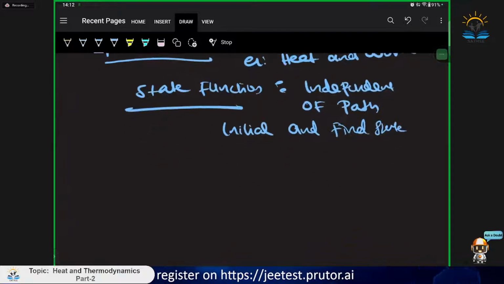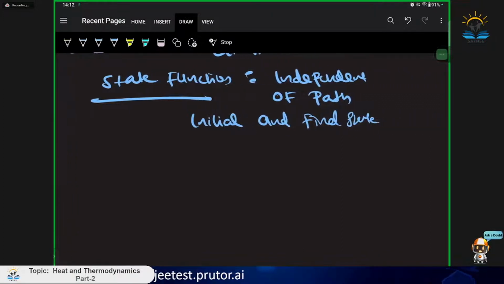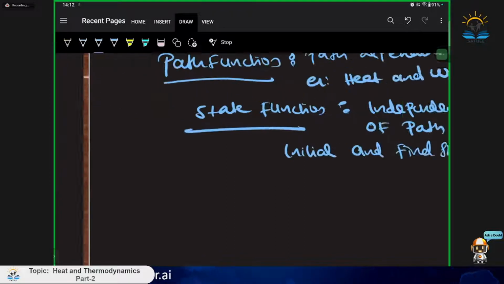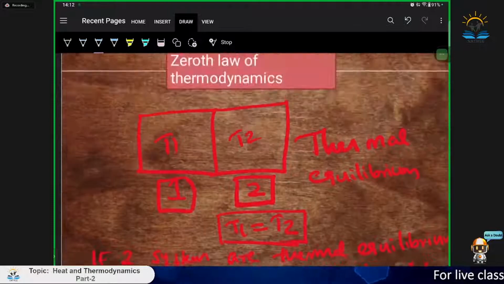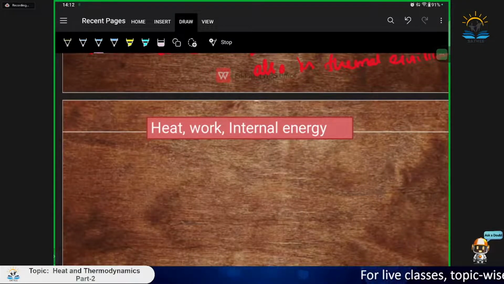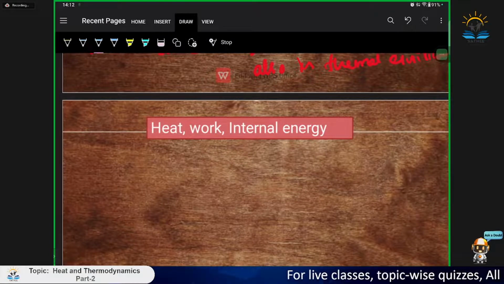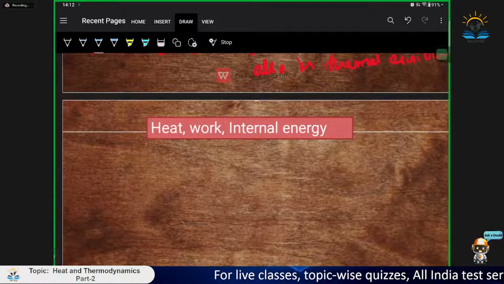Okay, so let's see. What is internal energy? What is heat? What is work? This is the next topic. I already told you in part 1 itself that heat is a form of energy that is transferred from one system to another system.